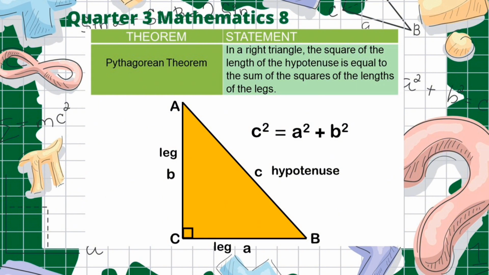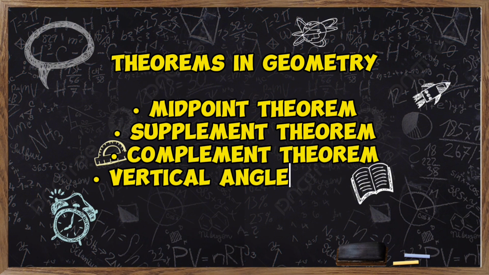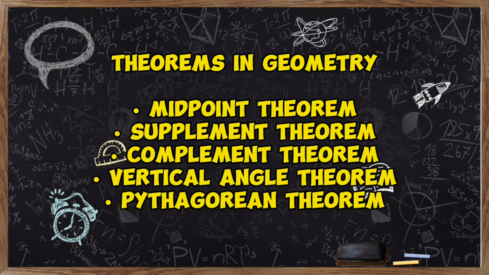In a right triangle, we have two legs and a hypotenuse. And the formula is c squared equals a squared plus b squared. So those are the theorems in geometry. Again, we have the midpoint theorem, supplement theorem, complement theorem, vertical angle theorem, and the Pythagorean theorem.